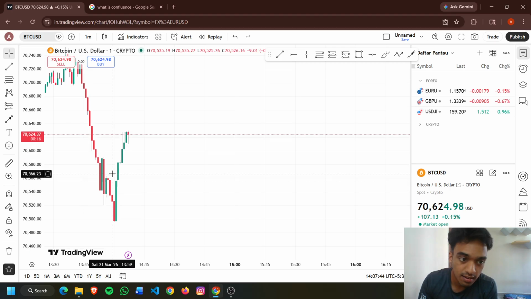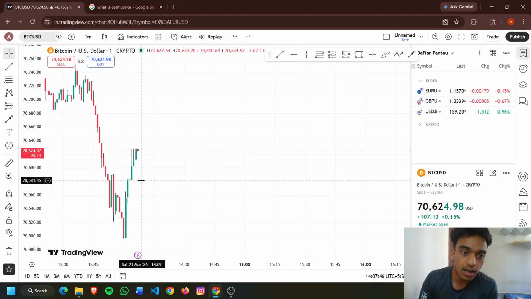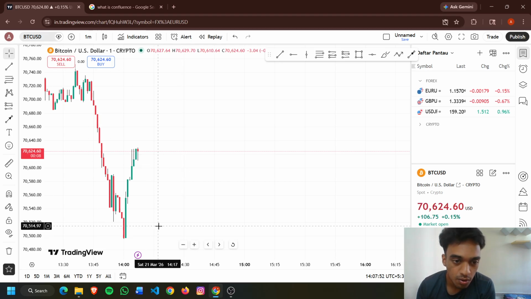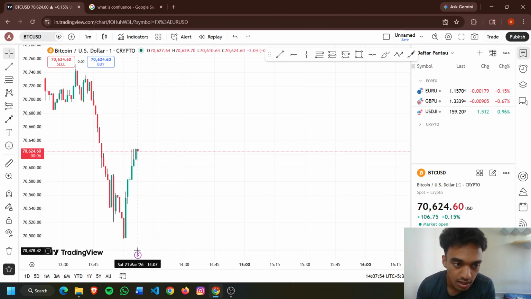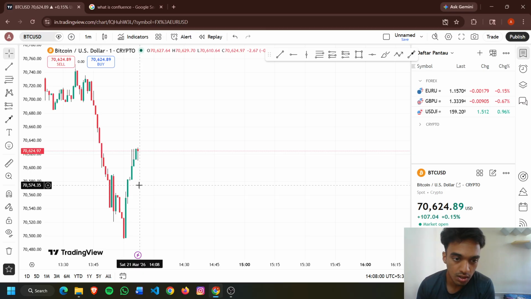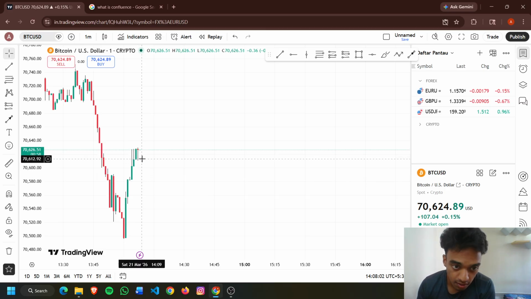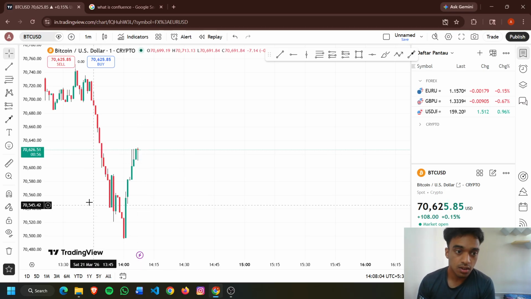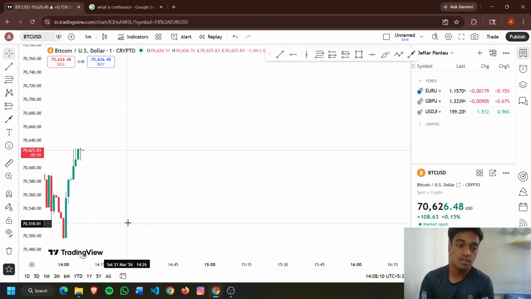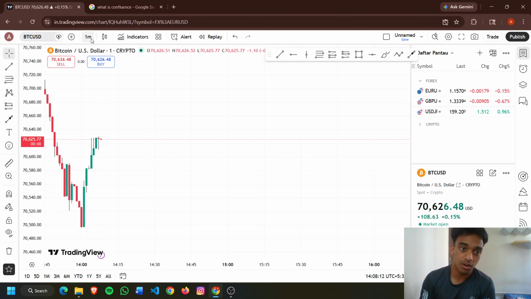So what are wicks? I'll tell you in just 10, 12 seconds. Okay, so just watch this candle after 5 more seconds. Four, three, two, one. Yeah. So another candle is forming, and it will take 54 seconds more to end that candle. So this is how candles are formed. This is a 1 minute time frame.